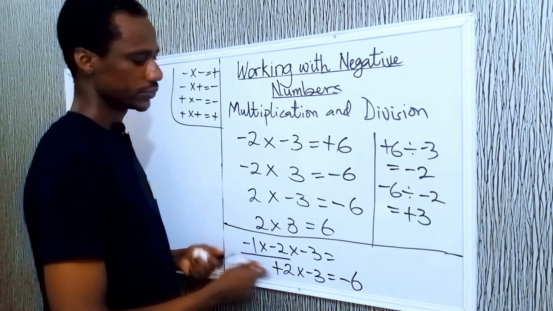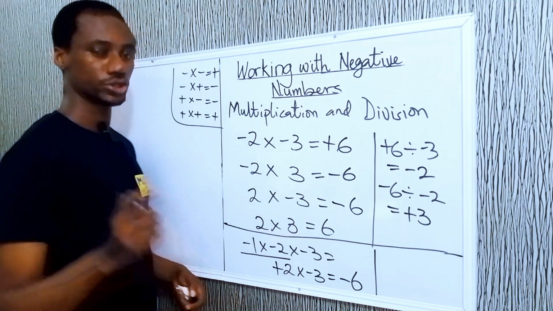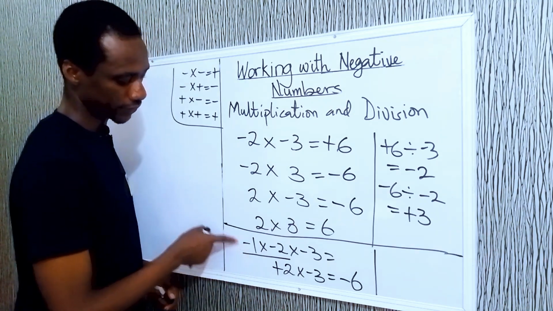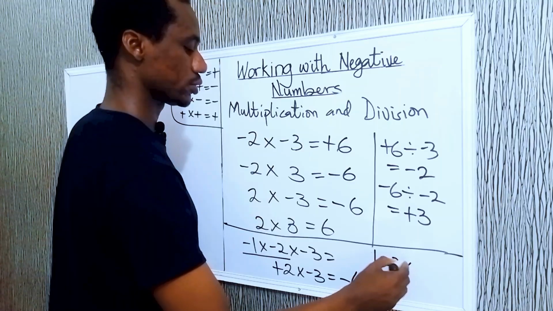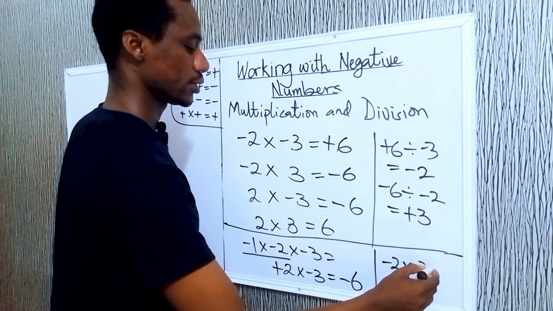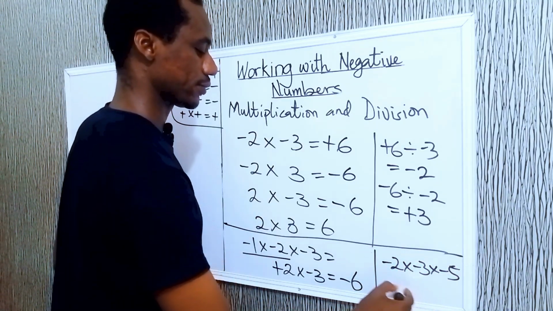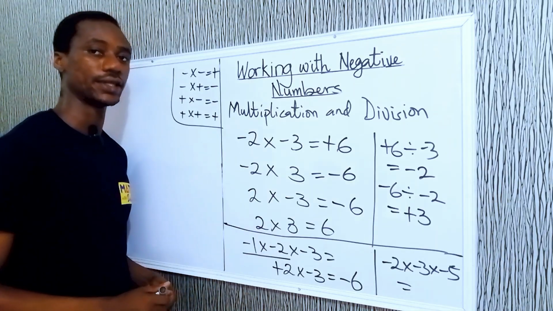Okay. To check if you have got what I explained here, you have to take this: minus 2 times minus 3 times minus 5. Let's have the answer in the comments.